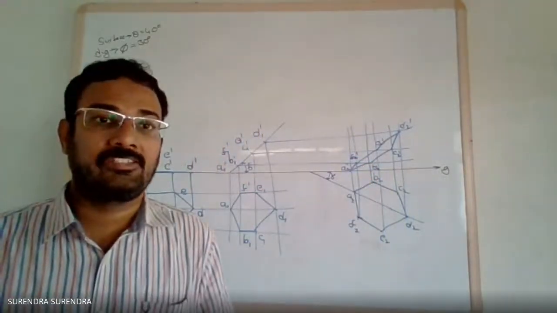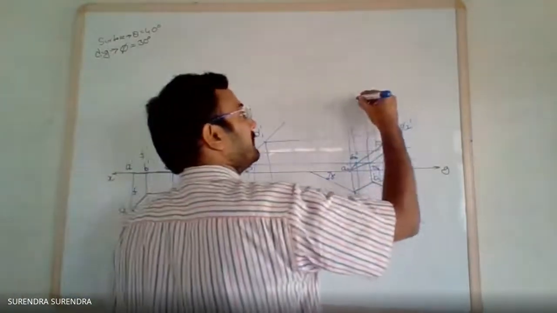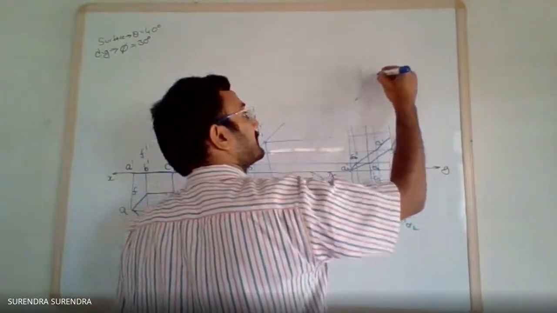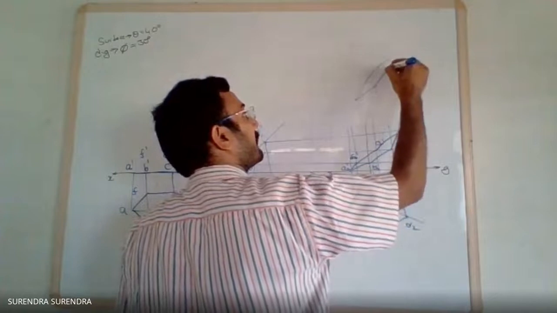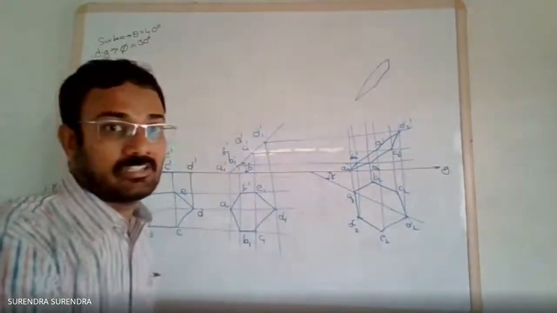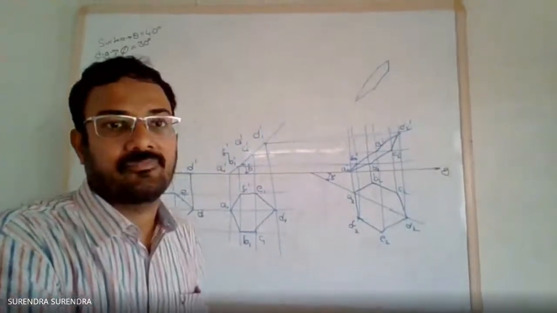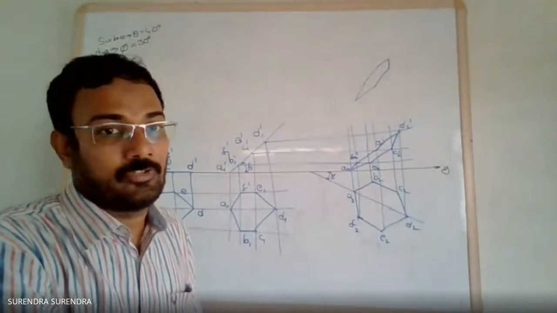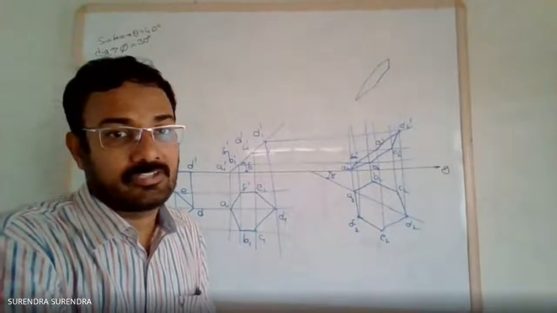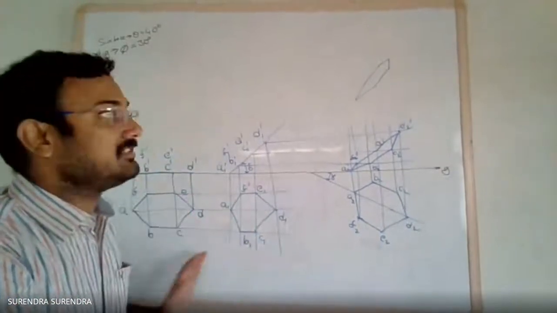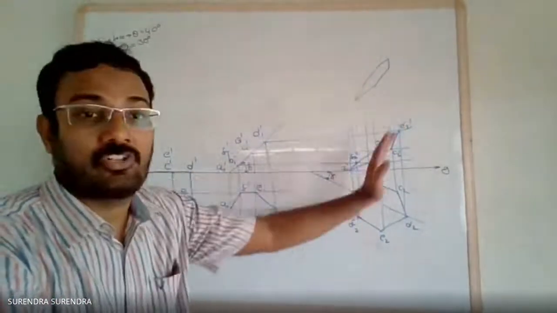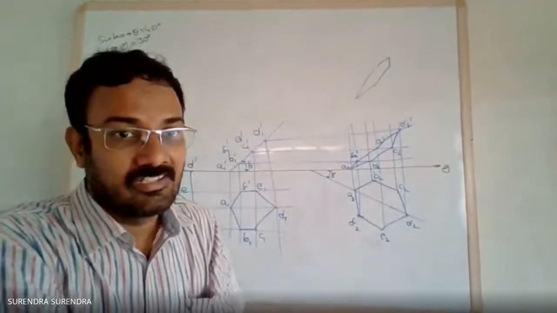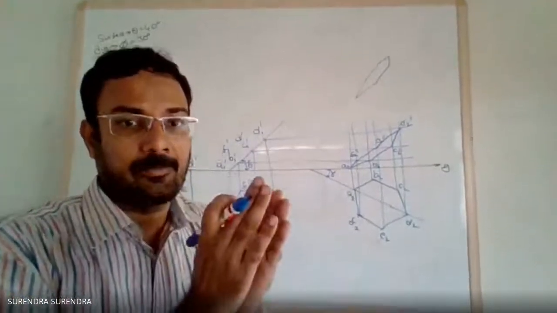So you'll get one more hexagon. Actually it should be like this. You'll get a hexagon in this shape. So be careful, don't forget any point. We are starting with the hexagon. The final shape must also be a hexagon, but with a slightly compressed or changed shape.